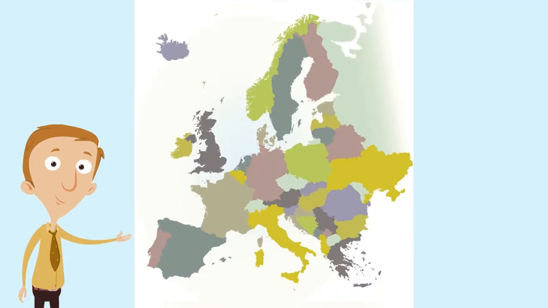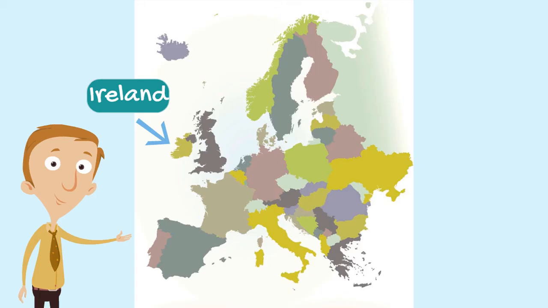Now, there are lots of different types of maps for different uses. The map we're looking at today is a political map. It shows how Europe is split up into different countries. Can you see on this map where Ireland is? I hope so. It's right here. I wonder how many other countries in Europe you can remember, though.